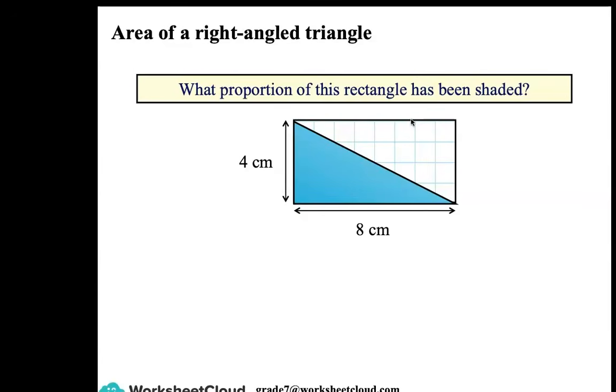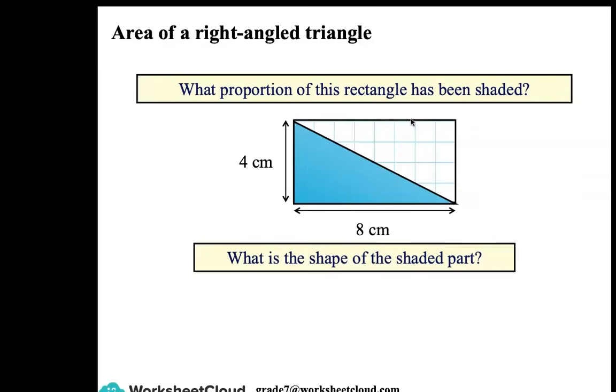Okay, so this applies to all triangles, and I've got a slide that will show you different triangles. But you can see from the shape on your screen that I've got a rectangle, and half of the rectangle has been shaded. So the question, what proportion of this rectangle is shaded? You would be quite correct in saying half. So if I work out the area of that entire rectangle, it would be 8 times 4, which is 32.